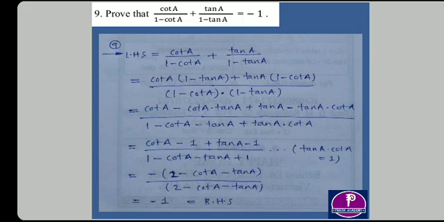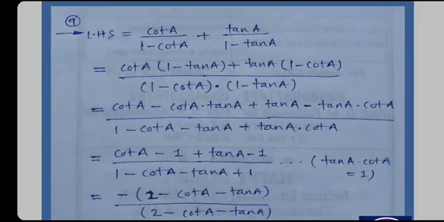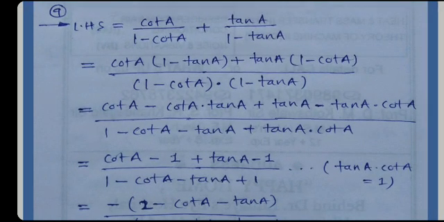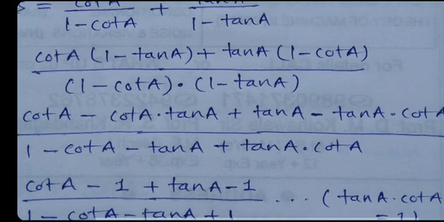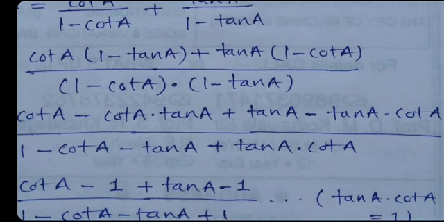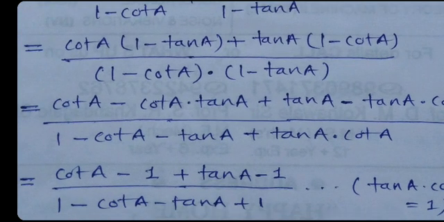Here the question is: prove that cot A upon 1 minus cot A plus tan A upon 1 minus tan A is equal to minus 1. For that purpose, take LHS. LHS is cot A upon 1 minus cot A plus tan A upon 1 minus tan A. After simplifying further, it becomes cot A into 1 minus tan A plus tan A into 1 minus cot A upon 1 minus cot A into 1 minus tan A.